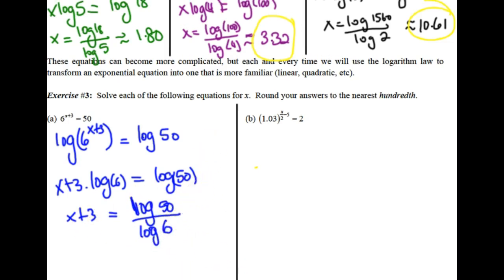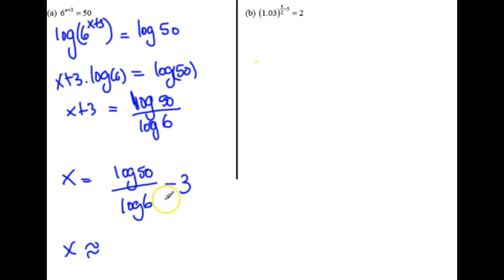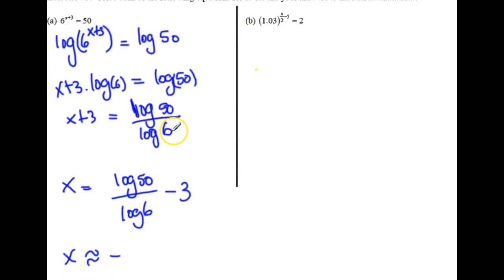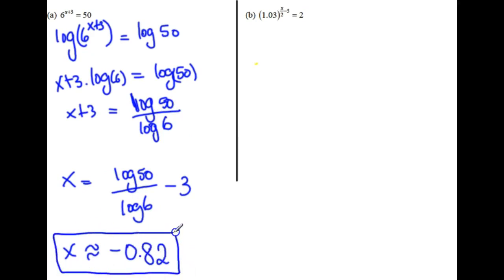But now be careful because I don't have x by itself. I have x plus 3. I want this to be x by itself. So I will have to subtract 3 on both sides. So this is the log of 50 over the log of 6, minus 3. And if you put that entirely in the calculator and make sure the minus 3 is outside of this fraction, you should get, it's approximately, how much, where am I rounding this? Hundredths. It's approximately 0.82 as my final answer.